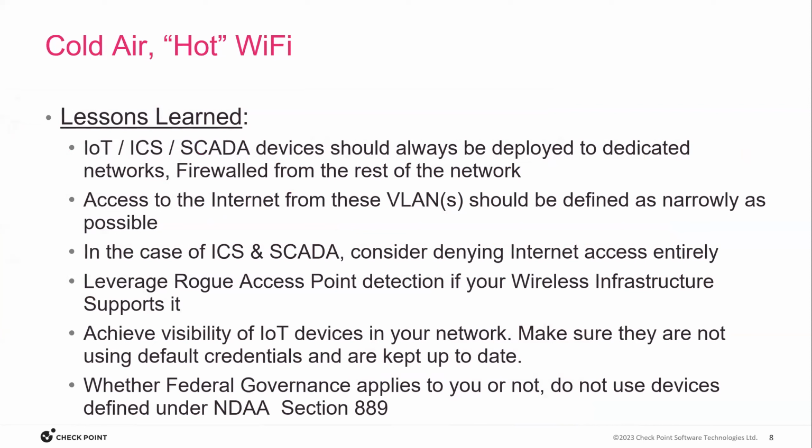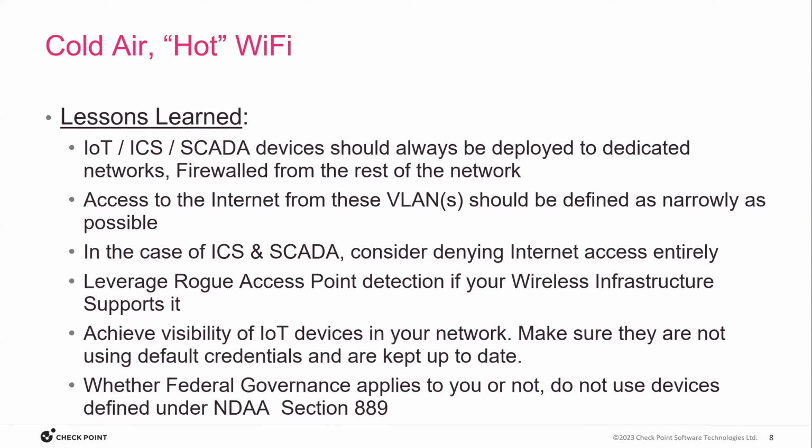So some lessons learned from this example. IoT, ICS, SCADA devices: these things are on your network, whether you realize it or not, and depending on what you consider IoT, printers, light switches, thermostats, smart TVs. There's so many things. These devices should always be deployed to dedicated networks and dedicated wireless SSIDs that are firewalled off from the rest of the network.